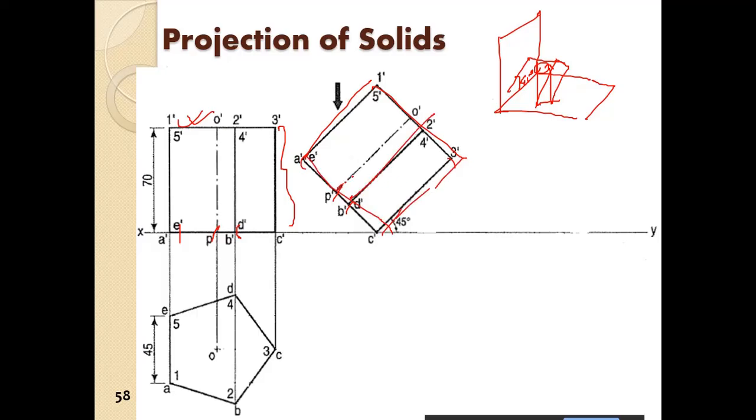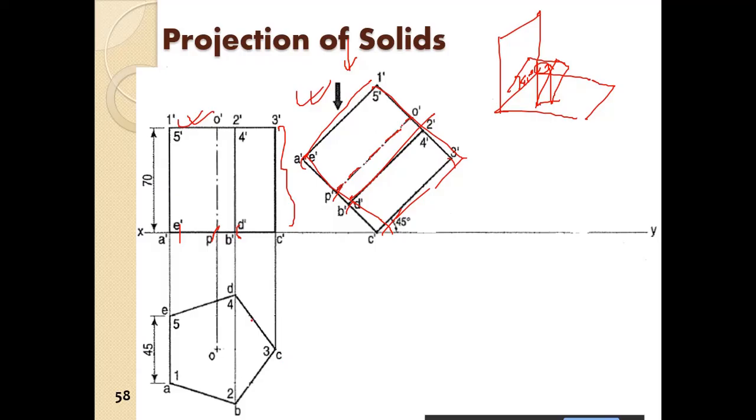This is dash dot dash dot dash. So this is the axis. Okay, that is the axis. Now from here we have to draw the top view in this position. So what will be the top view?